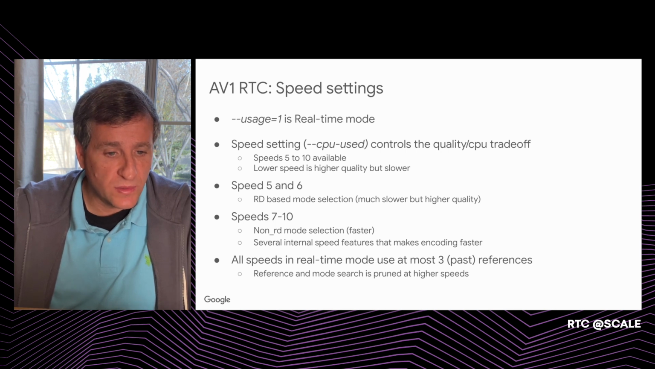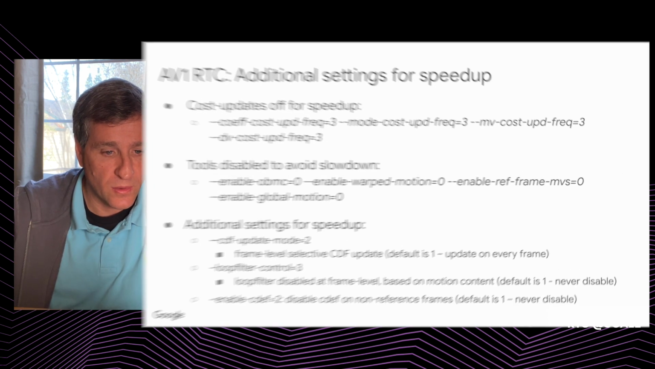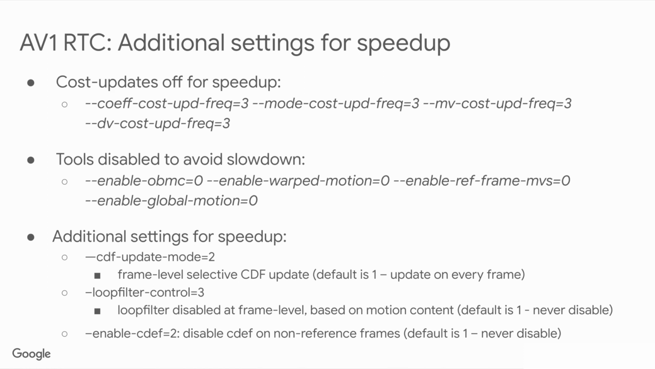And all the speeds in real-time mode use at most 3 reference frames. And things like the reference selection, the mode search, the motion vector selection, intra-mode search, and so on, of course, have a lot of pruning that goes on as you go to the higher speeds to get faster encoding.